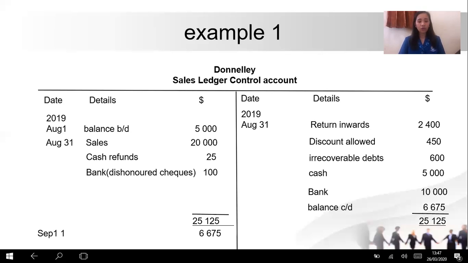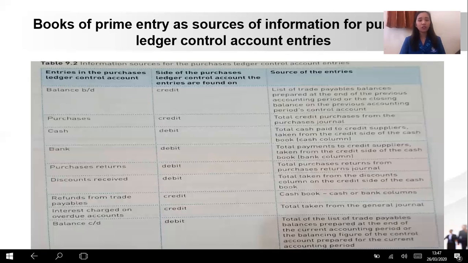So the distance between them, we classify as the BAL CD, 6,675. So on the debit side, we put 6,675. Okay, we come to the second one.